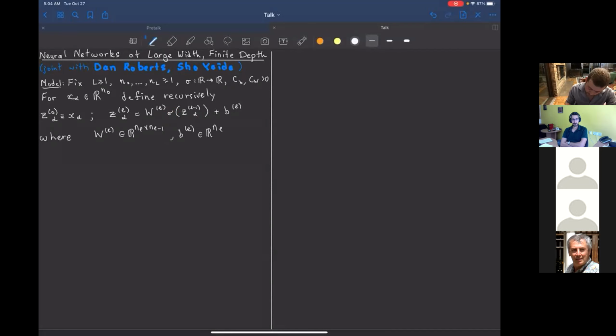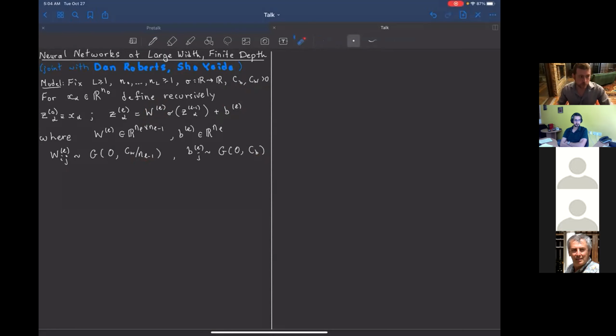Okay, so these matrices have random entries. So W_ij are all Gaussian with mean 0 and variance C_W over N_{L-1}, and B_i^L are Gaussian with mean 0 and variance C_B. These parameters C_B and C_W are the variances of the entries of these matrices W and the components of these vectors B. In this way, I have some vector valued Markov chain of stochastic processes.